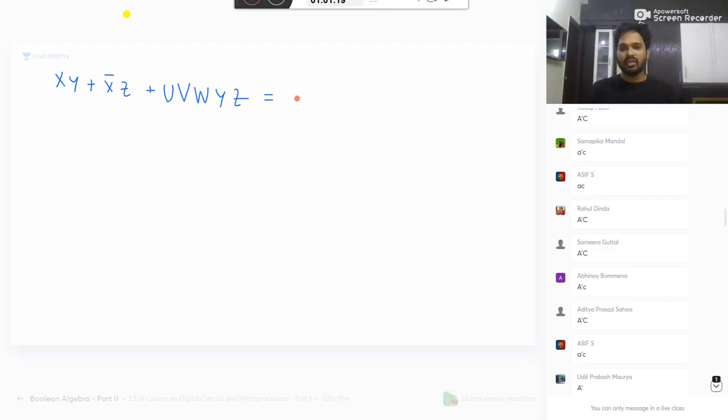Very good. So you can apply it here happily: xy + x̄z. Xy and x̄z are sufficient for me. The remaining terms, a, b, c, d, e, f, whatever you have, even your name, Pupul, like this also it is there. Don't worry about it, it doesn't matter.